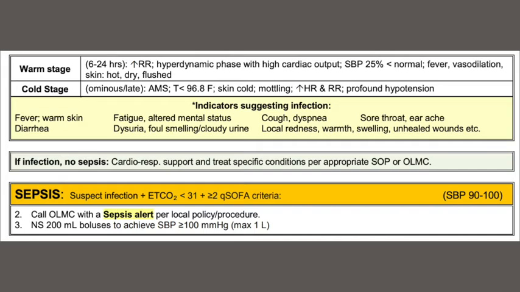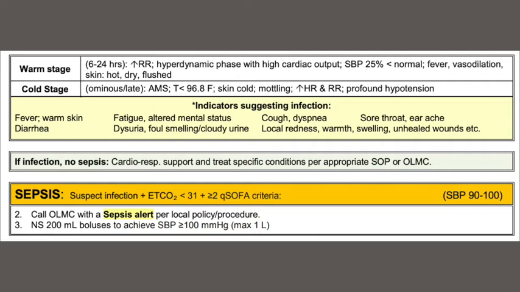After the warm stage, they're going to move on to the cold stage, and this is an ominous late sign. So here they're definitely going to be altered, and they may be afebrile. They may be the opposite of having a fever, with a temperature less than 96.8 degrees. Their skin's going to be cold and mottling. And again, they're going to have elevated heart rate and respiratory rate and profound hypotension. So after those boluses, we're probably not going to be getting their blood pressure back up. So this would be a septic shock here.